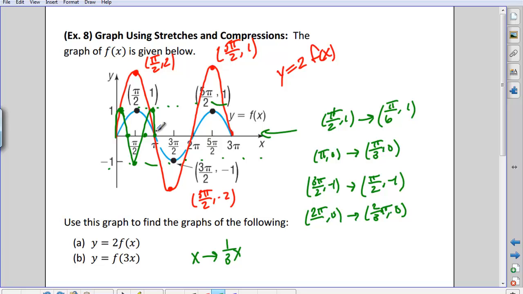And that's probably the most confusing part of this section, working with those horizontal compressions and stretches. They're kind of the toughest to work with. But the key there is, if you make it 2x, then on your graph you need to cut the x values by a half to get the same y values that you had in the original graph. Clear as mud, right?